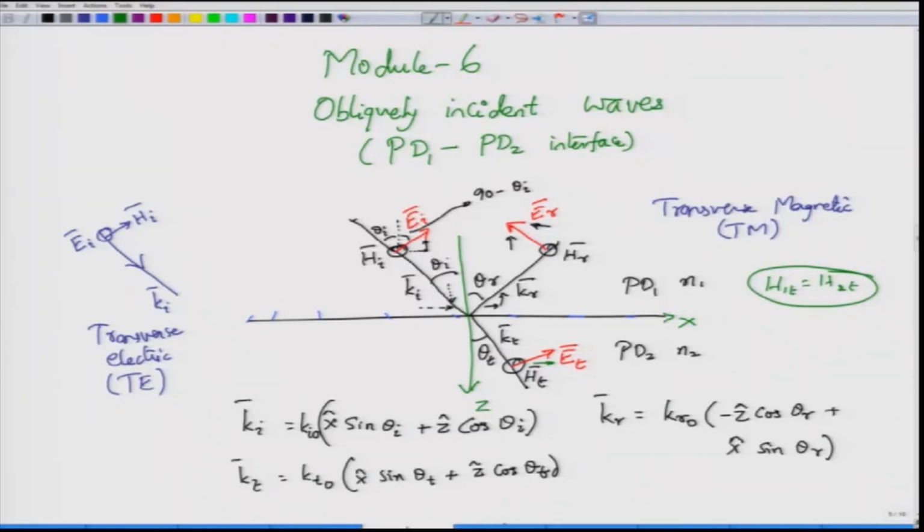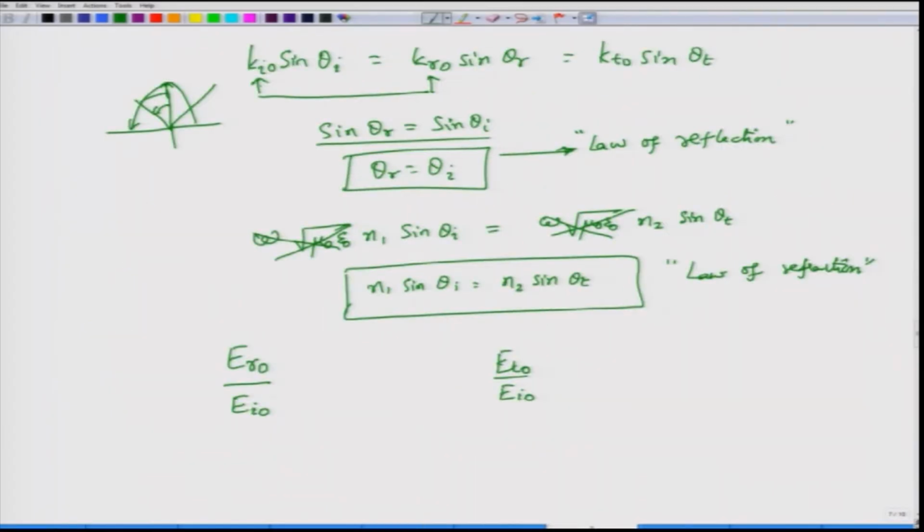And luckily for us, the magnetic field is tangential everywhere to the interface plane. Because H is along the y axis, parallel to the x-y plane, all of the incident, reflected and transmitted magnetic fields are oriented along the y axis, and therefore they are tangential. Therefore, the second condition that we obtain in terms of the tangential magnetic fields will look like this: H i 0 plus H r 0 equals H t 0. Now, what are these H i 0, H r 0, H t 0? Is it possible for me to relate these quantities to the electric field? Yes, it is possible.